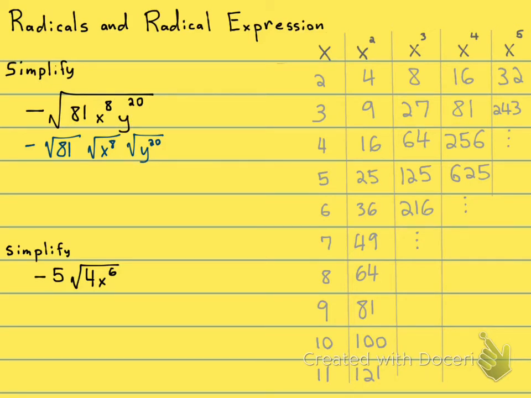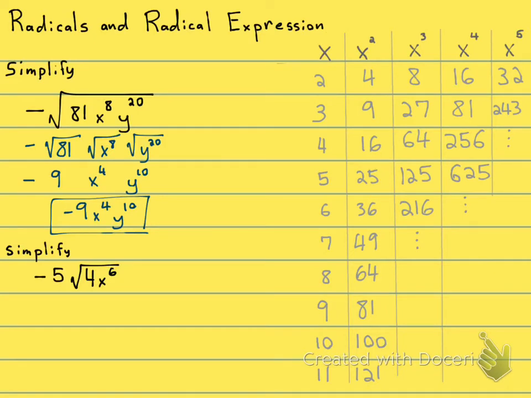So, square root of 81 is just 9. The square root of x to the 8th is just x to the 4th. And then the square root of y to the 20th is y to the 10th. Okay, so we got lucky. Nothing left under the radical. All of our radicals are gone. And then our answer is just going to be negative 9, x to the 4th, y to the 10th.